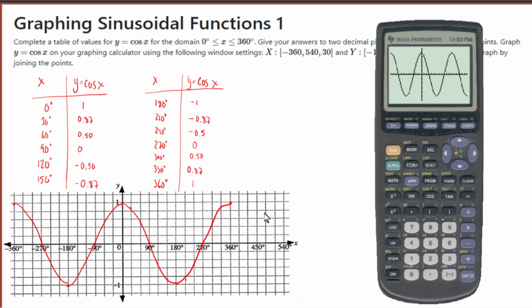And of course, we can extend it this way as well. We start at 1 at 360 degrees. If we increase by 90, we end up at 450, and that should be 0. If we increase from 450 to 540, we should be at negative 1. And if we look at our calculator, we can see that that is supported. This point right there is 540 degrees, and it's at negative 1. So it should continue like that.